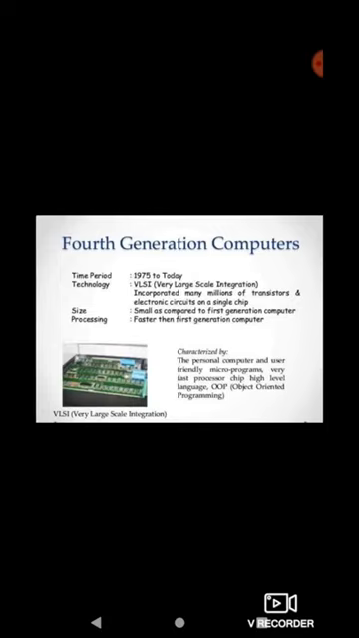The processing speed was improved by a million times. As we saw, the first generation computers were huge and slow in processing. As we moved towards advancement in the fourth generation, the processing speed was increased and the size was reduced. These are the fourth generation computers. You see in the picture, very large scale integration. So that's how the size of the computers was.